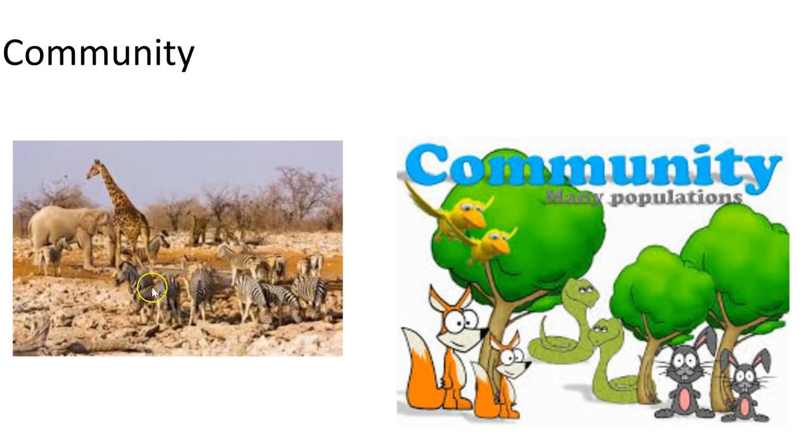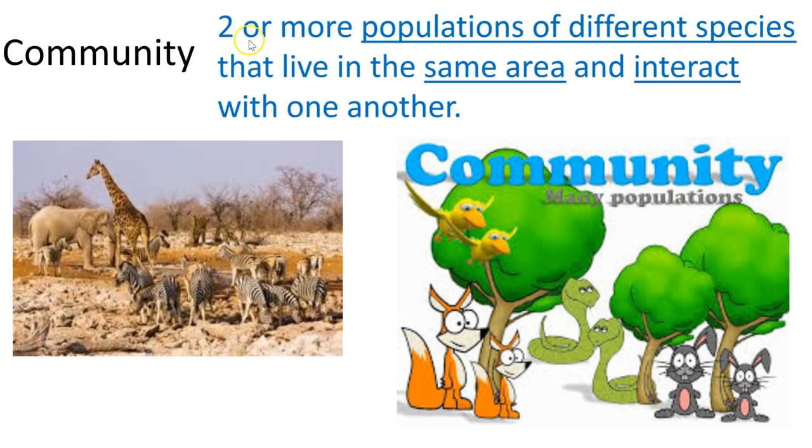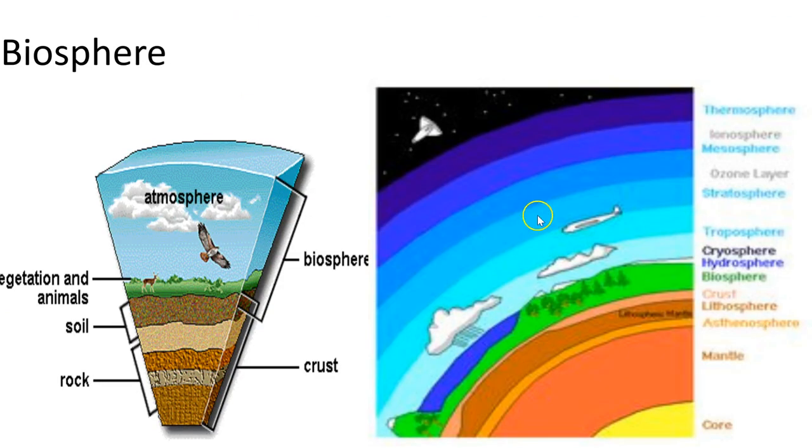Community, you can see the difference here. Well, we have a population of zebra, a population of giraffes, and a population, well, I can only see a population of one right here, of elephants, but together all these different populations would then make a community. So a community is two or more populations of different species. Okay, deer, elephant, zebra, for example. They live in the same area and they're going to interact, of course, with one another because of that. Over here, this would be a community too because we have the snakes, the fox, the trees, the birds, rabbits. Okay, different populations living in the same area.